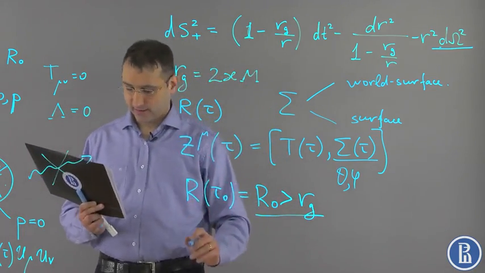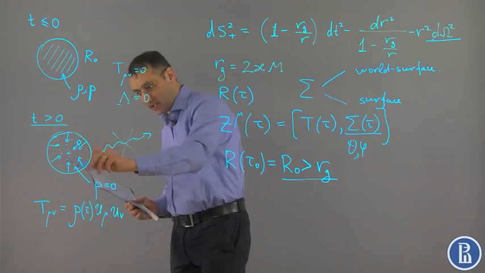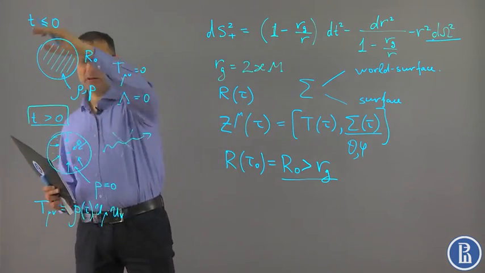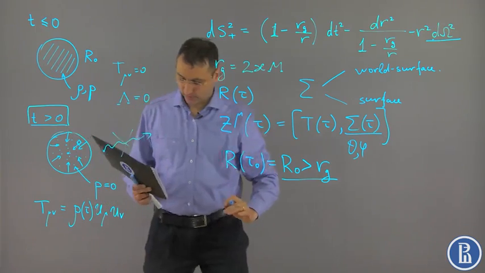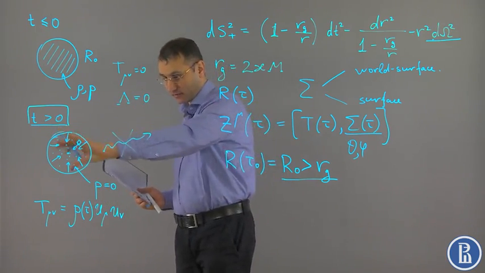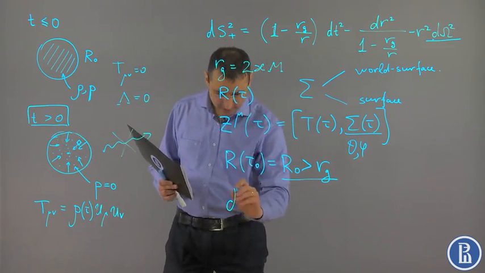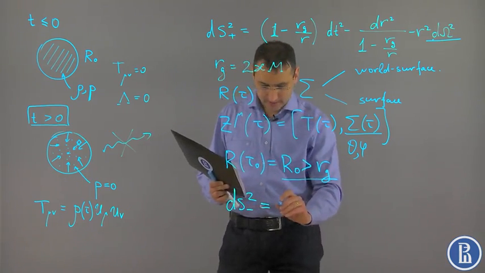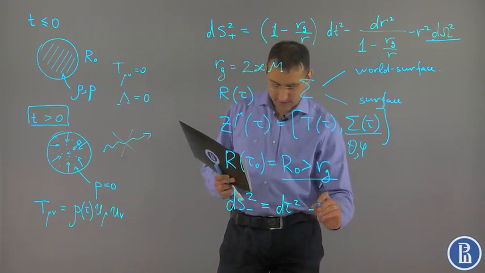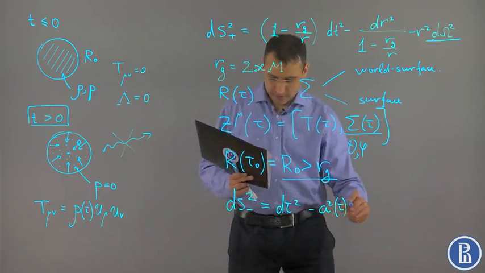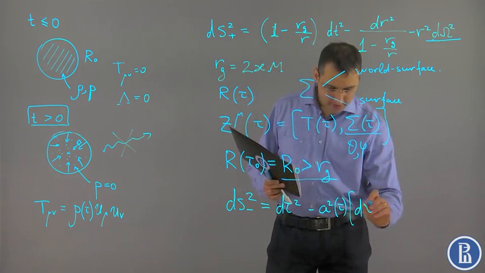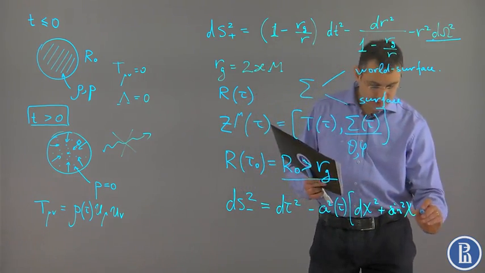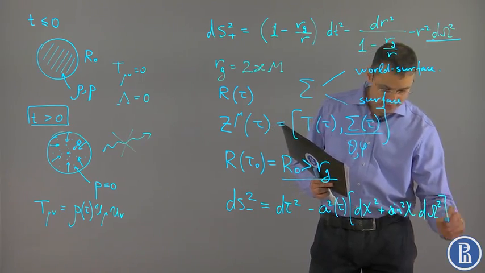Inside the star, during the collapse process, before t equals 0, the solution is the same as it was in the previous lecture, but after t equals 0 we have the following metric inside the star: ds squared equals d tau squared minus a squared of tau times (d chi squared plus sine squared of chi d omega squared).